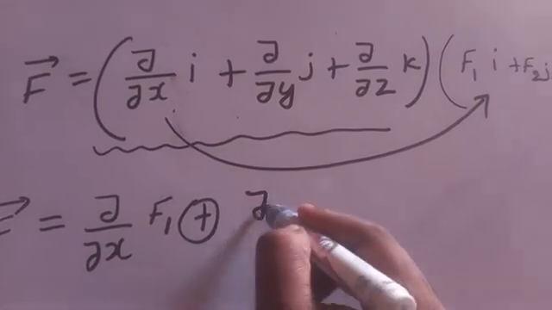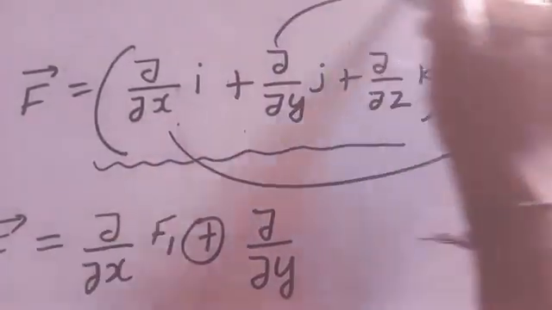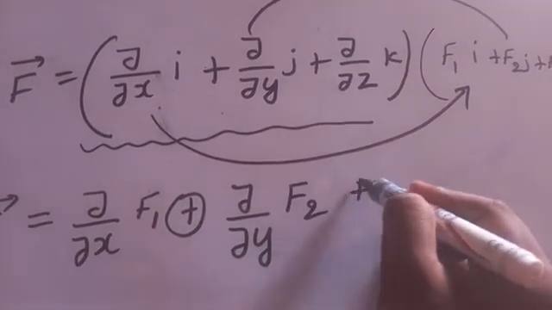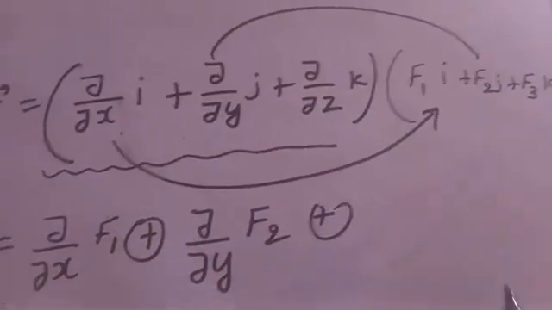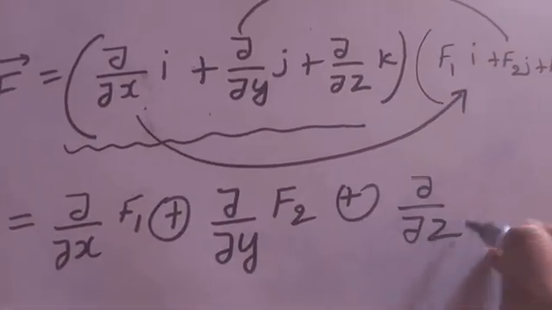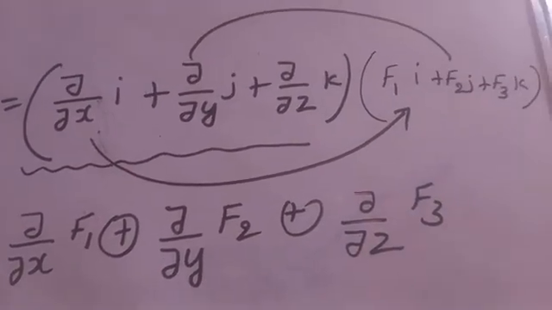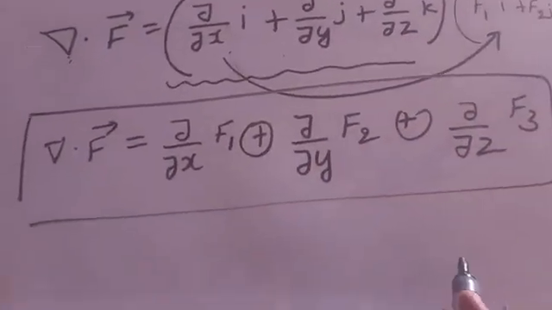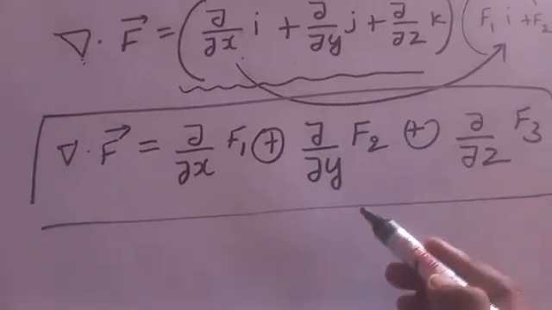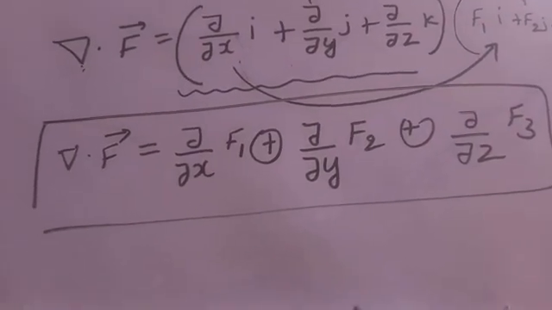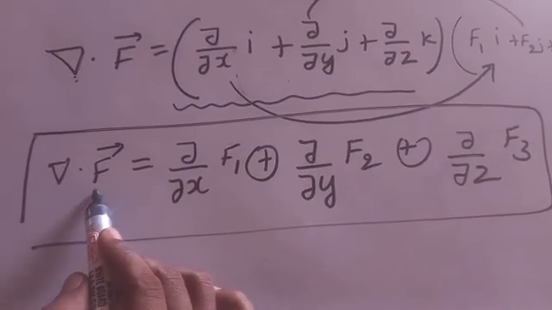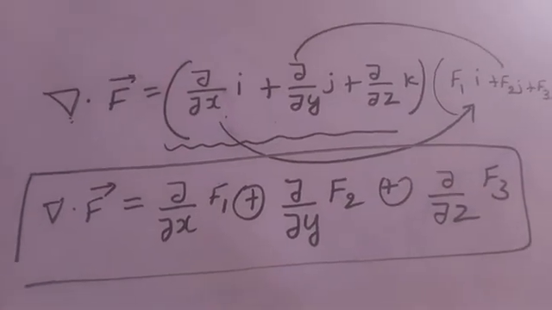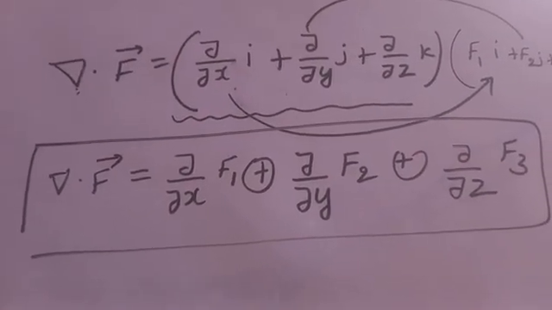Again, the second one: ∂/∂y times f2, and j dot j is 1, plus ∂/∂z times f3. So k dot k is equal to what? k dot k is equal to 1. So divergence of F is equal to ∂/∂x f1 plus ∂/∂y f2 plus ∂/∂z f3. This is called the divergence of F.